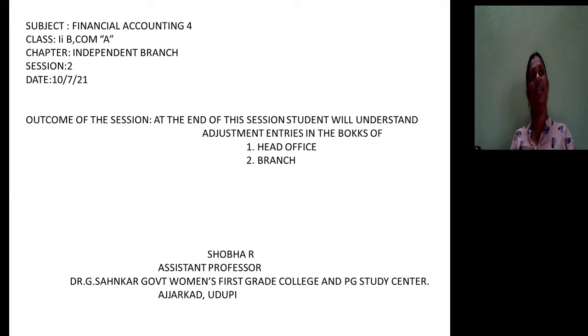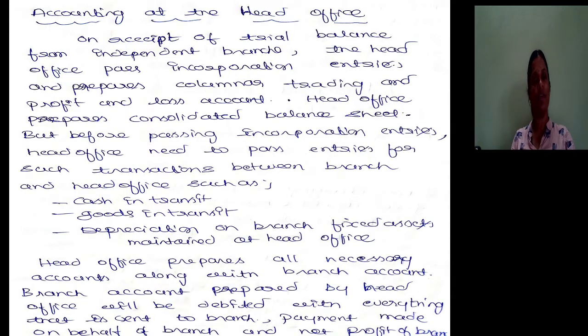We know that in the last session we discussed in detail what exactly independent branches are, what the features of independent branches are, and what accounts are maintained by an independent branch. We were discussing accounting in the books of head office. Today we are continuing with that.